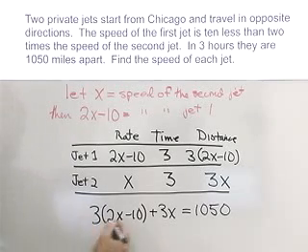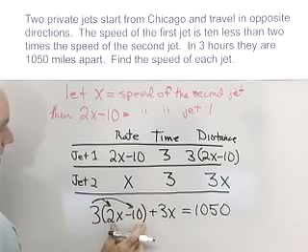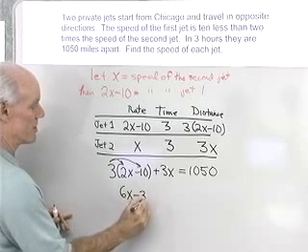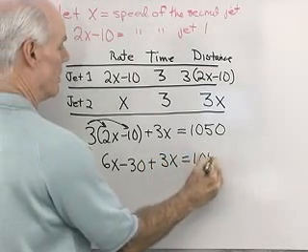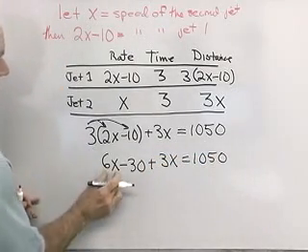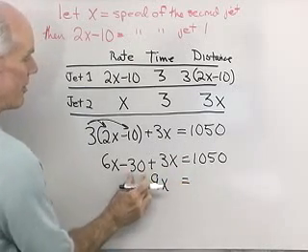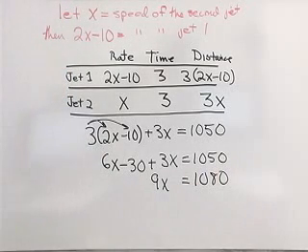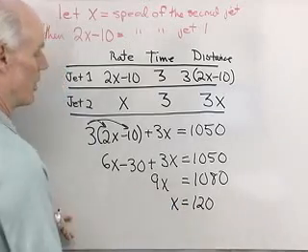Okay, I'll solve this equation here by multiplying this 3 times both of the expressions inside the parentheses. I'll get 6x minus 30 plus 3x is equal to 1,050. 6x plus 3x is 9x. And then I'll add 30 to both sides and get 1,080. And then I'll divide both sides by 9, and x turns out to be 120.